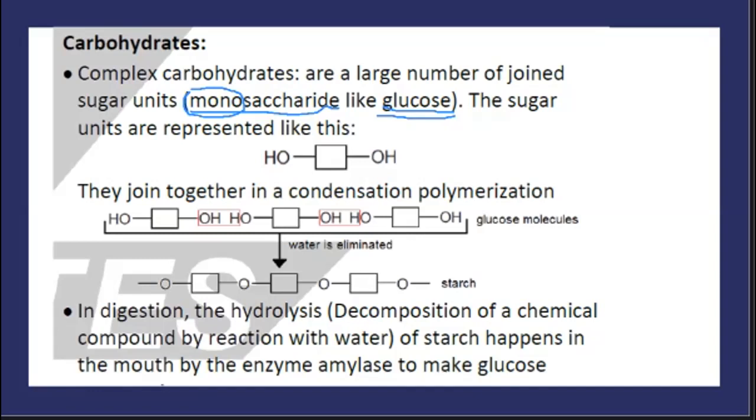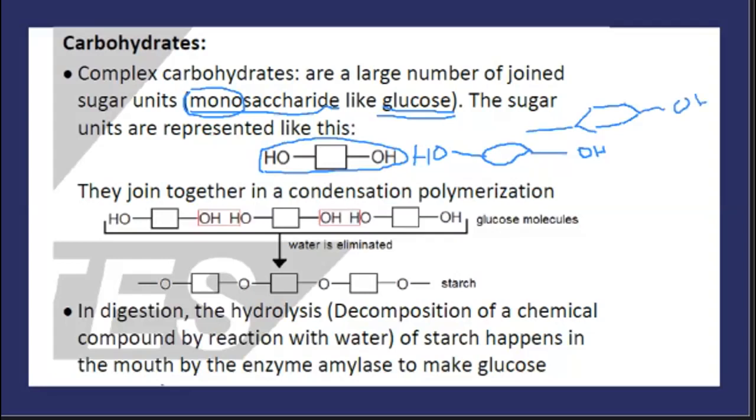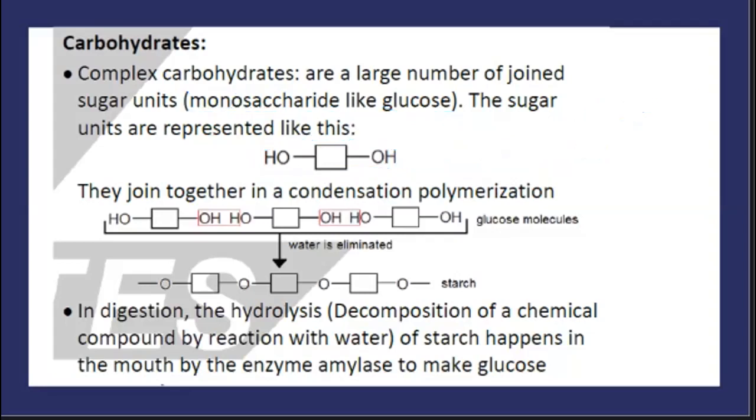For examination purposes and for simplification of understanding, these sugar units are normally represented by something that looks like this: OH on either side with a box in the middle. Some books put a different structure instead of a box, and some draw out the actual structure, which looks like a hexagon with OH bonded on either side. Any of these structures is correct, but for simplicity we're going to use OH on either side of a rectangular box. This represents a simple sugar unit.